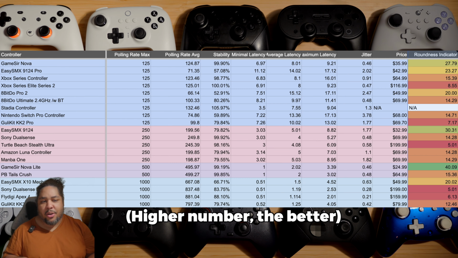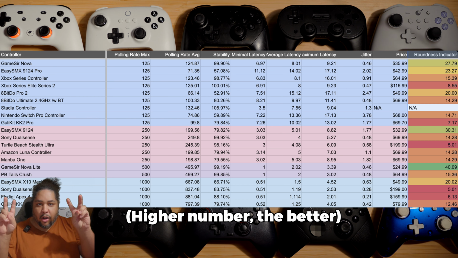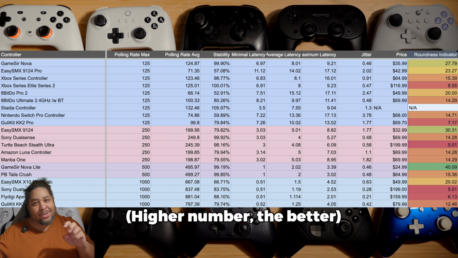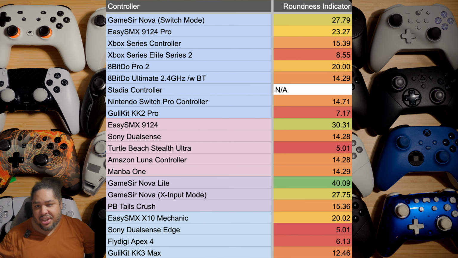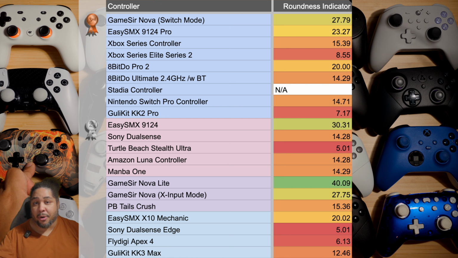And the Roundness Indicator, what it does essentially is look at, well, first, rather than separating them per categories, we're looking at all 20 controllers as a whole, and we're considering price, but also latency as well as polling rate. So this is really seeing who's the best jack of all trades and who's the most master of none type of thing. When looking at this category, the top three, in third position, we have the Gamester Nova. I mentioned that controller was going to be back. In second position, we have the Easy SMX 9124.